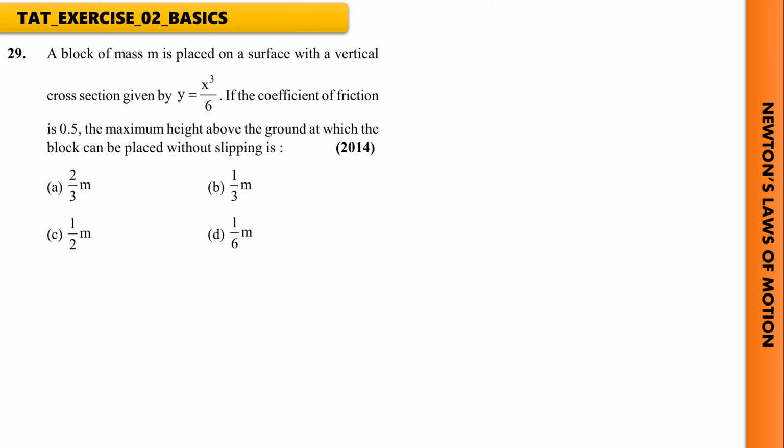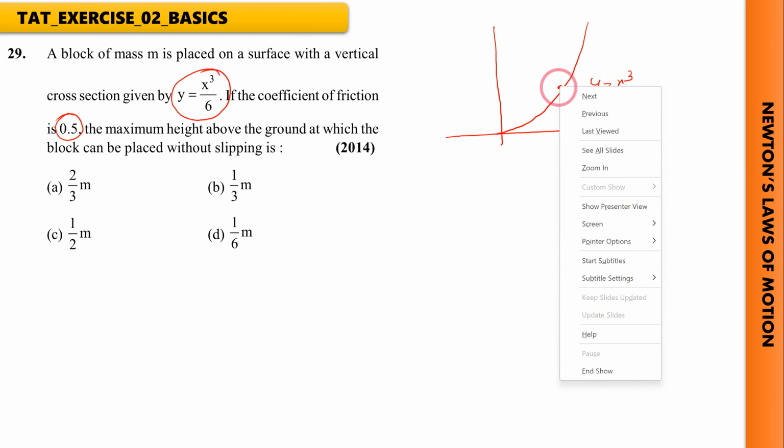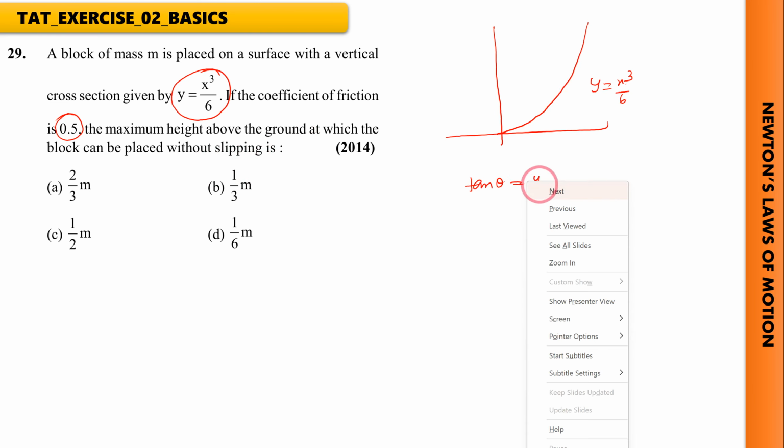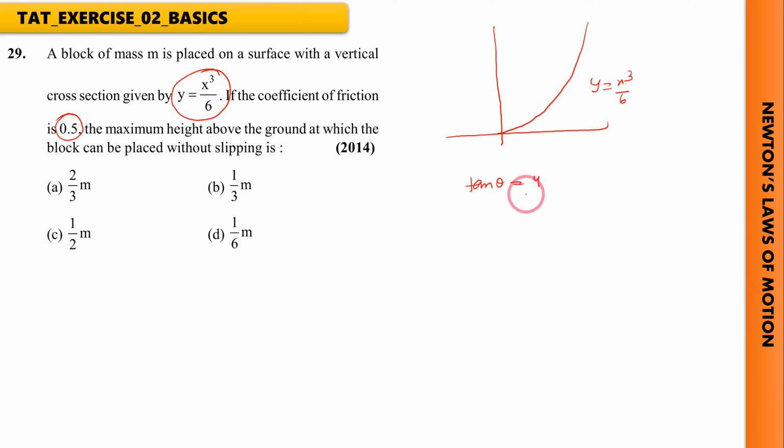In question number 29, a curve is given, the surface is given by this equation, y equals x cube upon 6, which will appear something like this. Coefficient of friction is given as 0.5. We need the maximum height above the ground at which the block will not slip. See, for the block not to slip, we know that tan theta will become equal to mu when the block is about to slip.